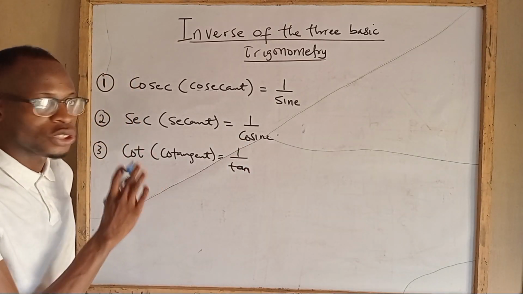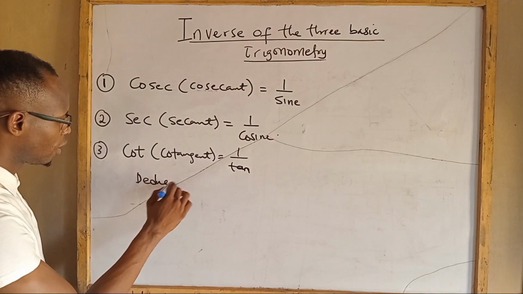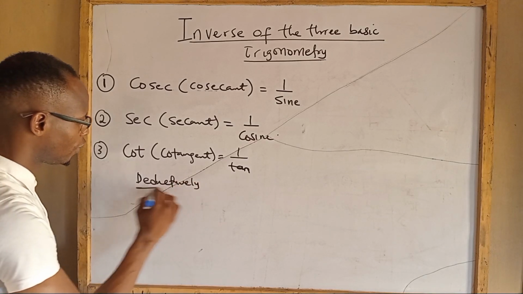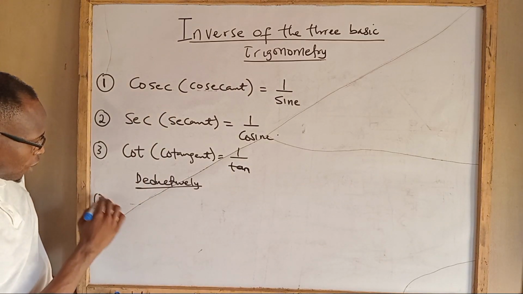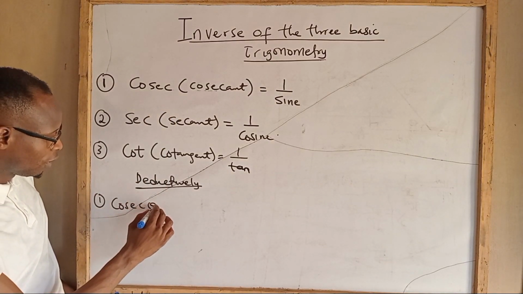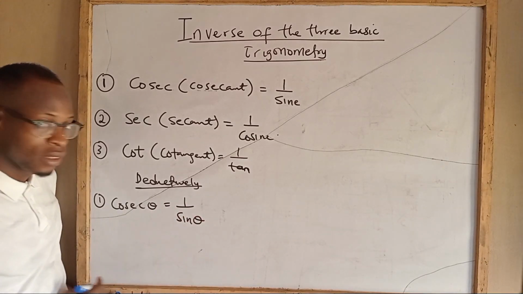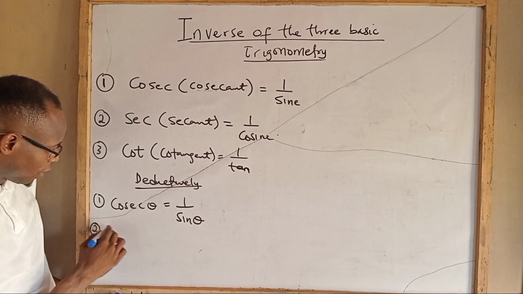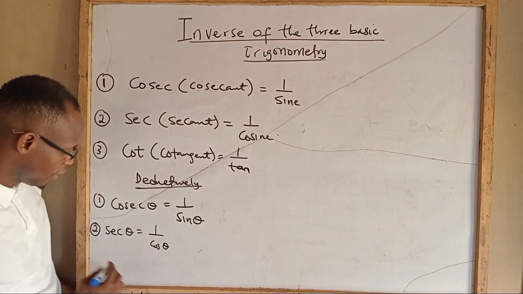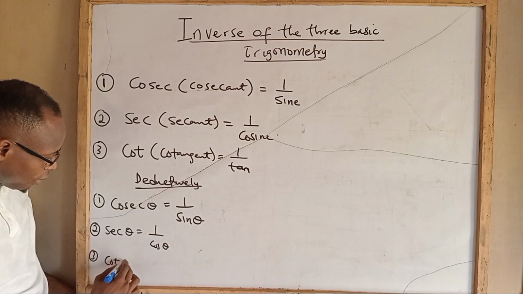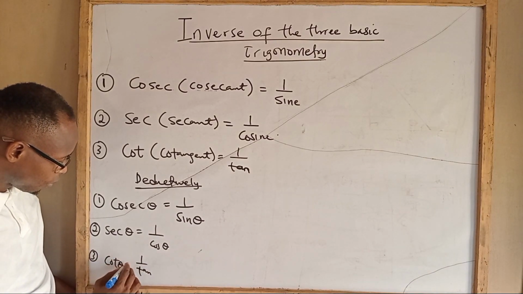So from this illustration, we can deductively relate it with an angle theta. The first one, cosec theta, will be equal to 1 over sine theta. Are we together? Then number 2, sec theta, will be equal to 1 over cos theta. And the last one, cot theta, will be equal to 1 over tan theta.